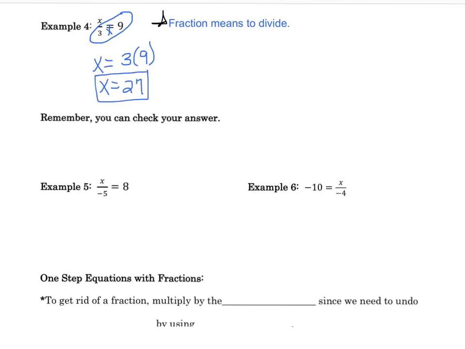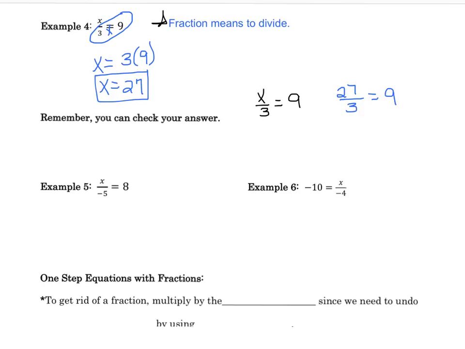And that is your answer. Remember, you can always check your answer. You have x over 3 equals 9 in the problem. We just said x is 27. We found x as being 27. So you're going to substitute. You're going to plug it in for x. And then we have 27 divided by 3. Does that equal 9? Yes, it does. So it does work. It is the correct answer.